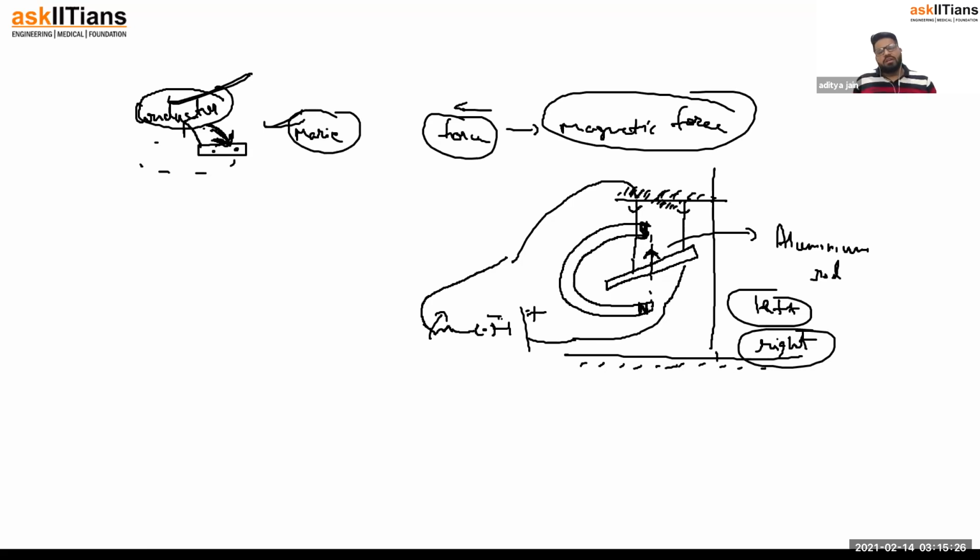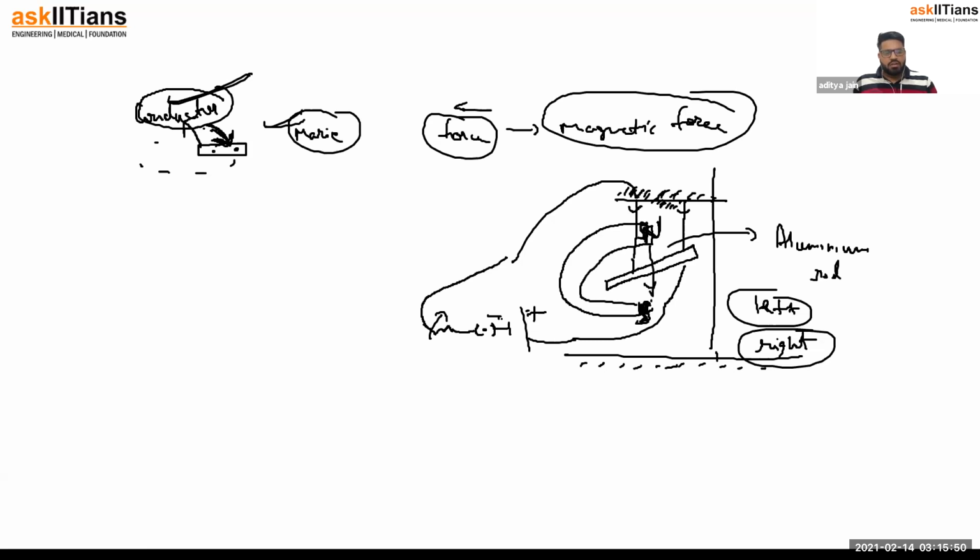Then the experimenter also reversed the polarity of the magnetic field. Initially, the magnetic field was in the upward direction. Now he reversed the direction of the magnetic field to the downward direction. So it was the north pole, now it was the south pole, so that the direction of the magnetic field is downward.